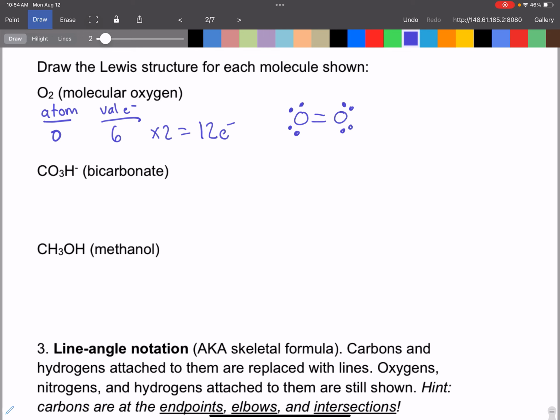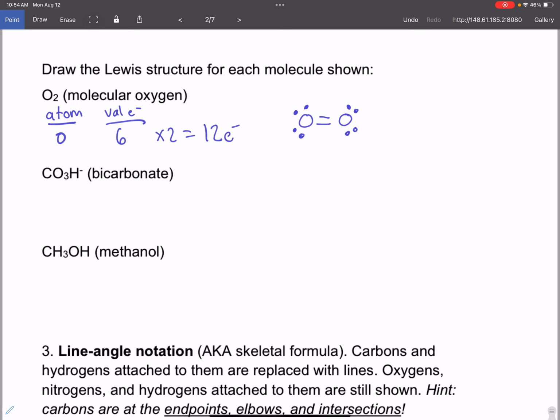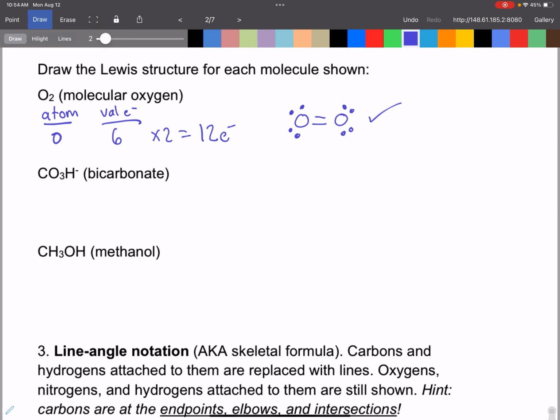And now, just to make sure we have the right numbers, I'm going to count the number of electrons. Each bond is 2, and each lone pair is 2. So I've got 1, 2, 3, 4, 5, 6 pairs, which means 12 total electrons. Based on that, we're in good shape with that structure.